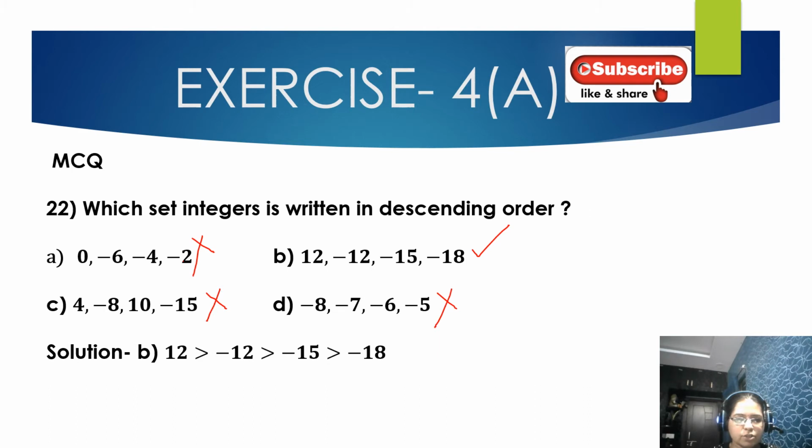So option B is correct. 12 is greater than minus 12, is greater than minus 15, is greater than minus 18. 12 is the greatest positive integer and minus 18 is the smallest negative integer in these sets of integers. So this option is the sets of integer written in descending order.